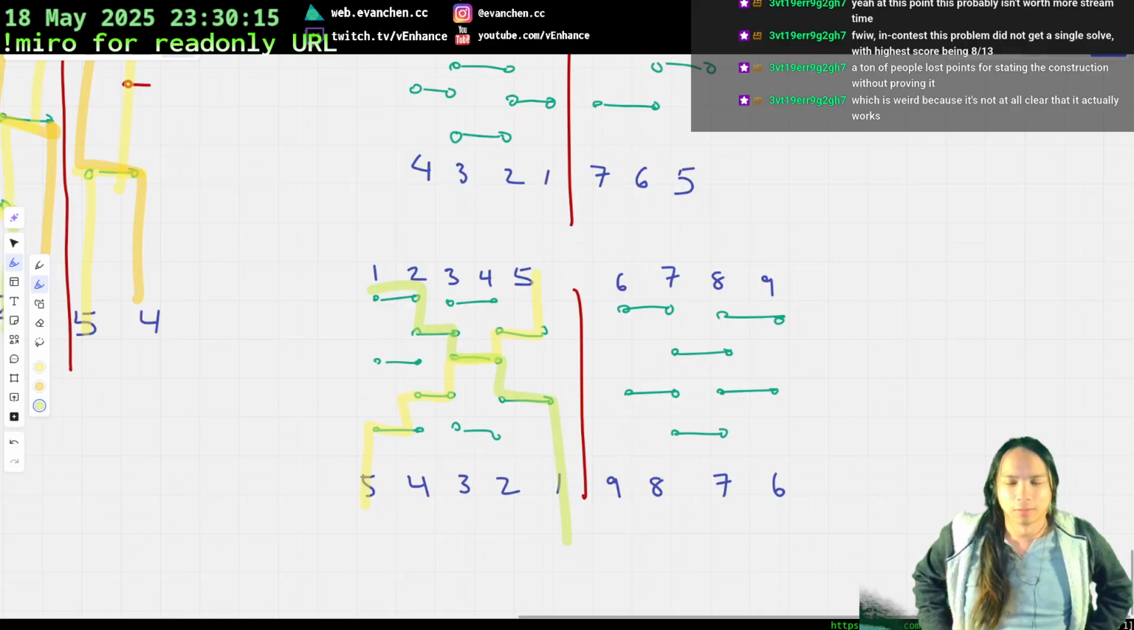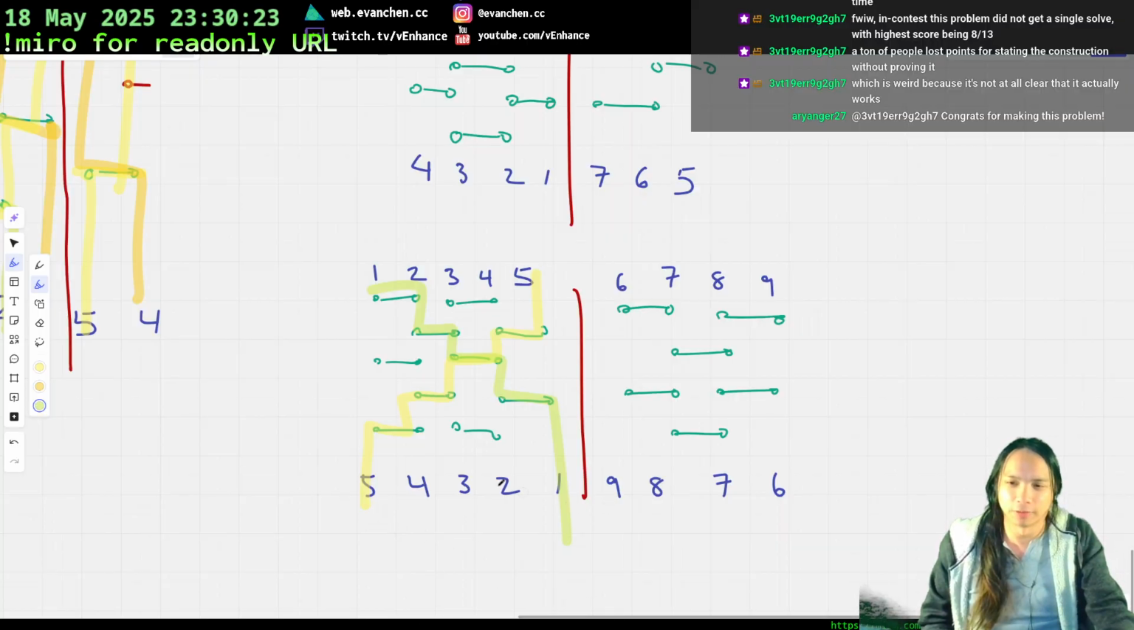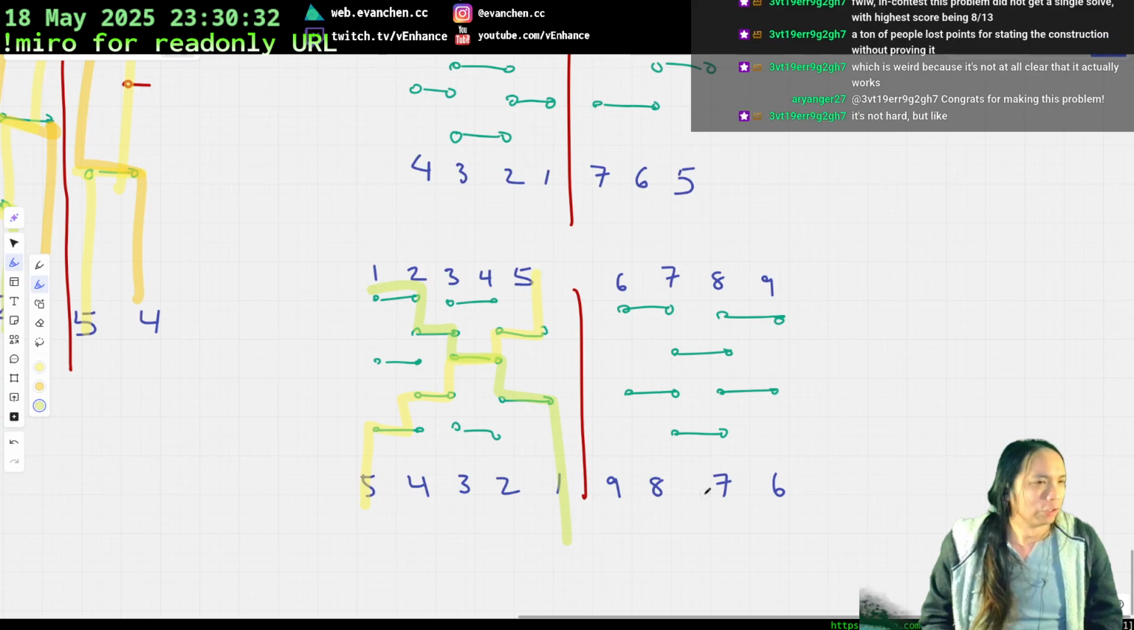Wait, I feel like this construction. Okay. I agree there's stuff to be checked, but I don't think it should be hard, right? It's like first you check that this is indeed a way to represent this, then that's okay. And then you have to check that the amount of time it took matched up with the bound that you want. Which, okay, that does require some work. That's fair.